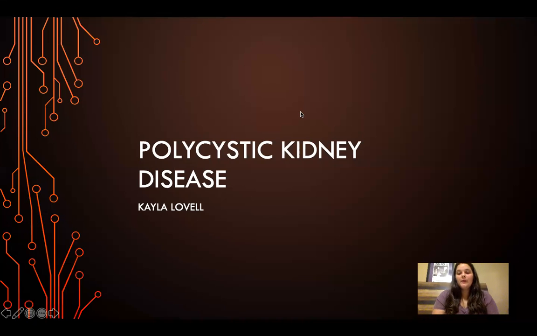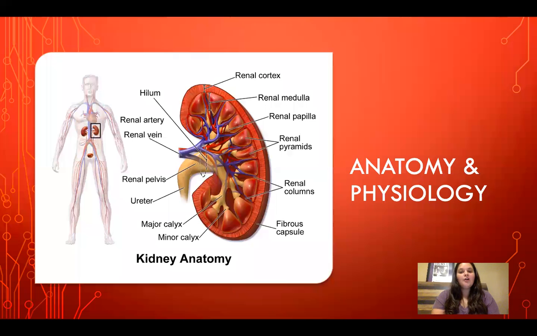Today we're going to talk about polycystic kidney disease. This is a disease that is inside of the kidney. First, we're going to talk about anatomy and physiology of disease.